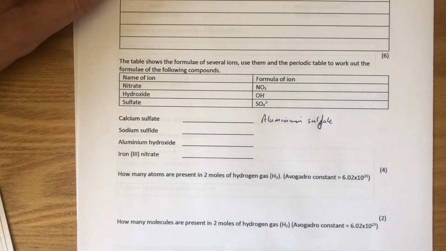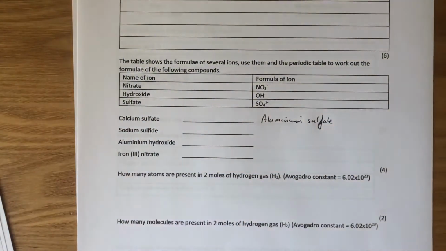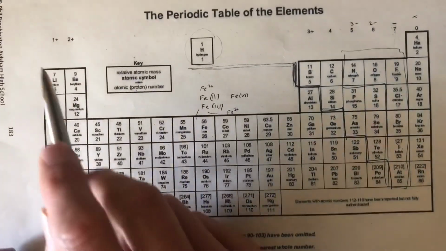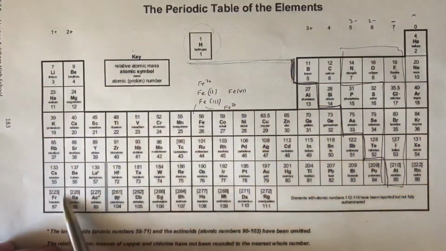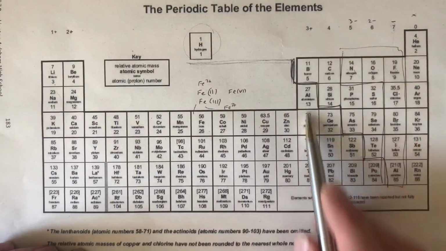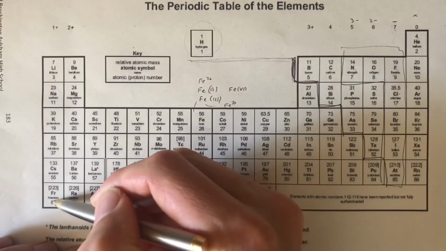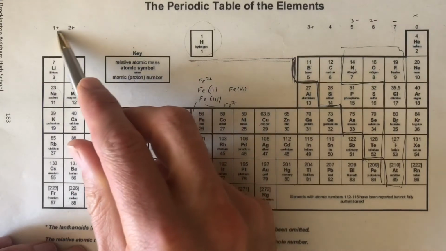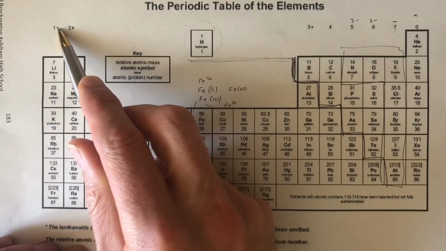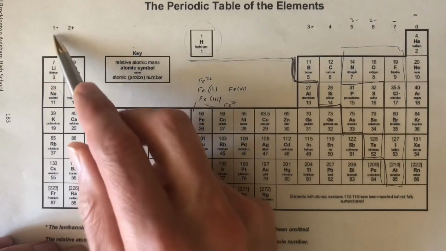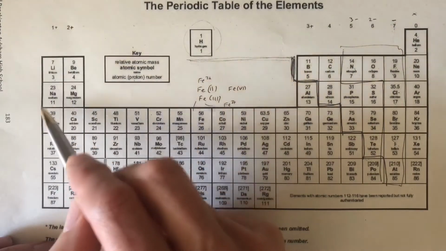Now, aluminium is not in this table, so we need to use the periodic table. Remember, the group number tells you the charge on the ion. If it's in group 1, it's got 1 electron in its outer shell, therefore it forms a 1+ ion. I wrote that in on a previous video. So lithium, sodium and potassium form 1+ ions.